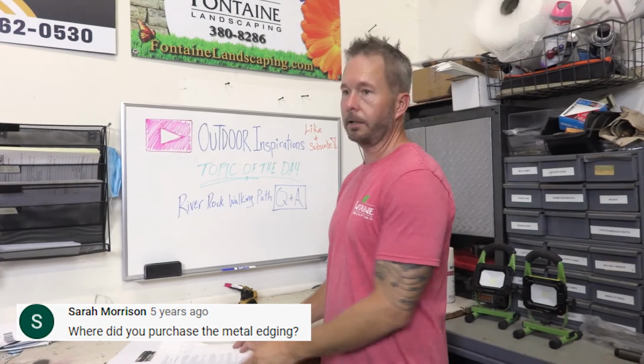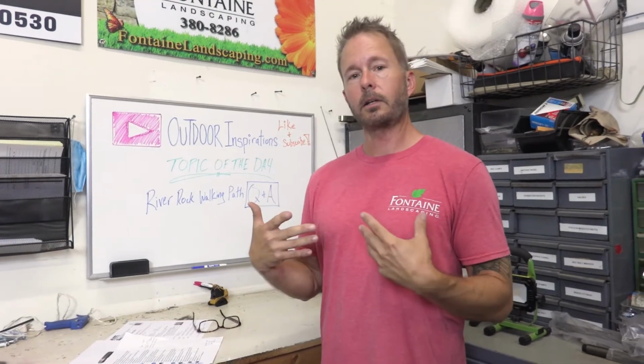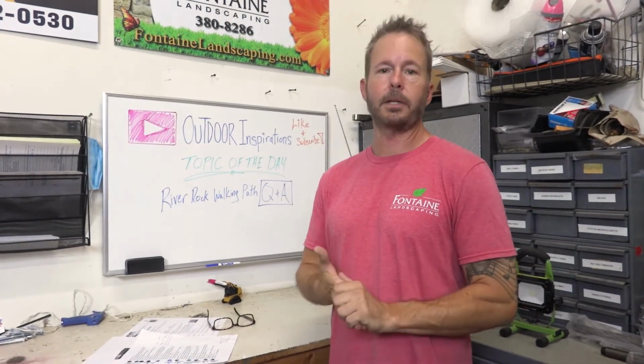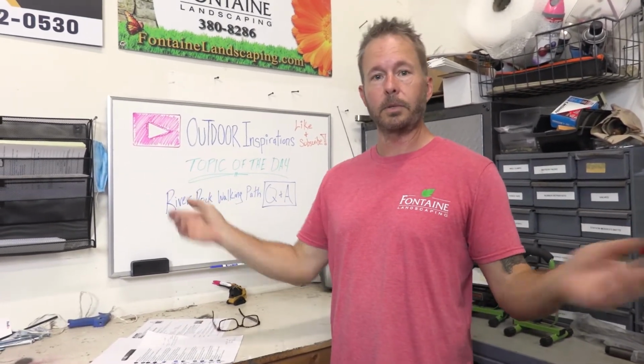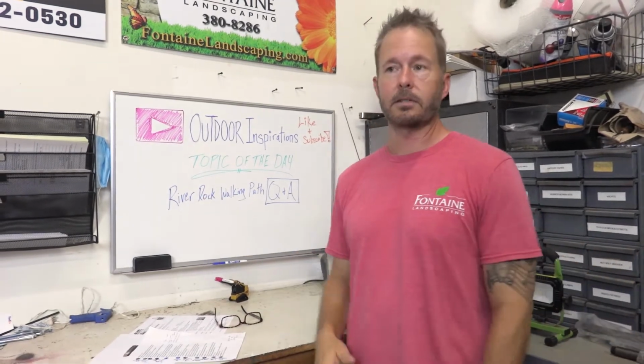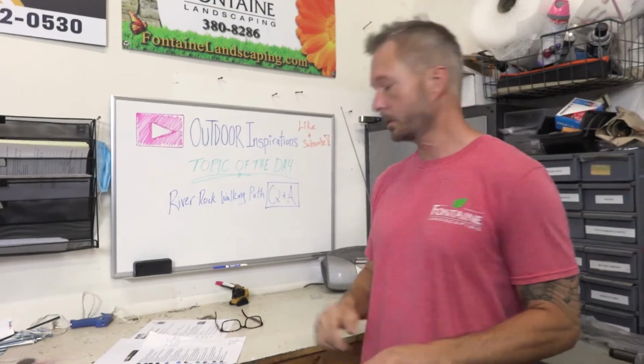All right, next question from Sarah. Where do you purchase the metal edging from? Well, there's a variety of places. You can go to Home Depot, Lowe's. They have aluminum and metal edgings there. We like to go to our local landscape supply house because it's more commercial grade. It tends to be a little thicker, taller, and longer. So we can get like 16-foot pieces to make that job go a little bit quicker, so it's more efficient for us.